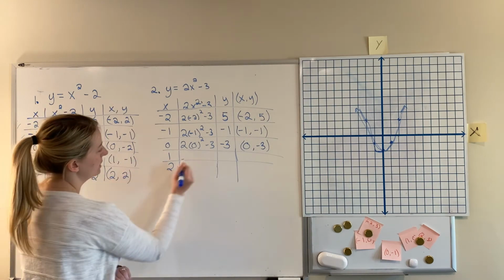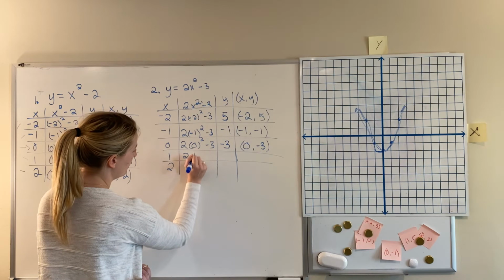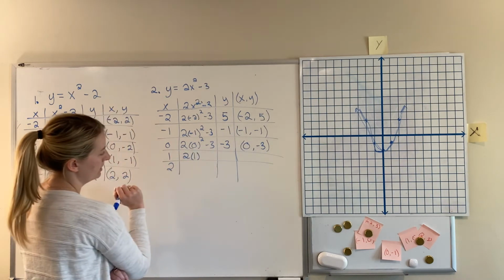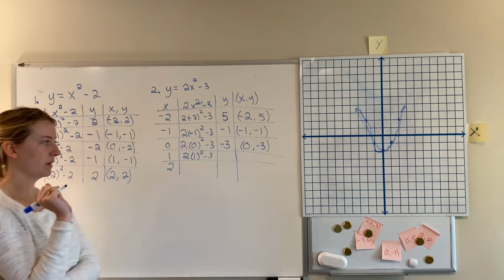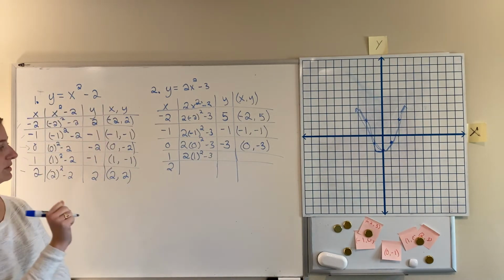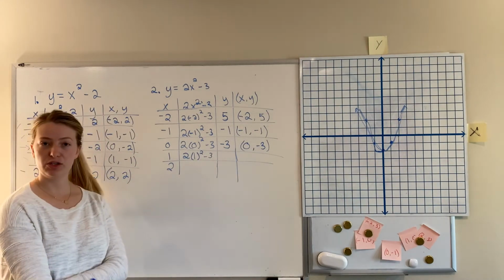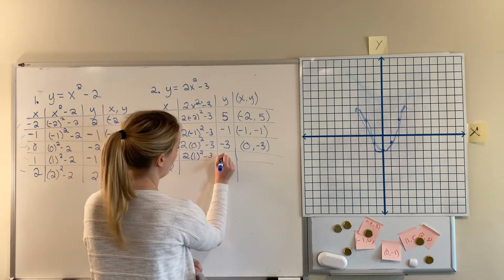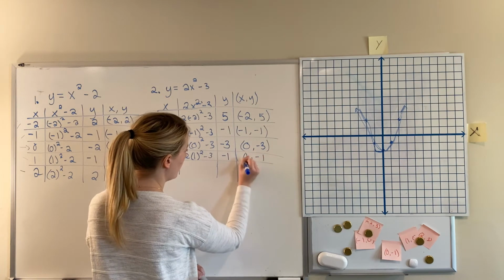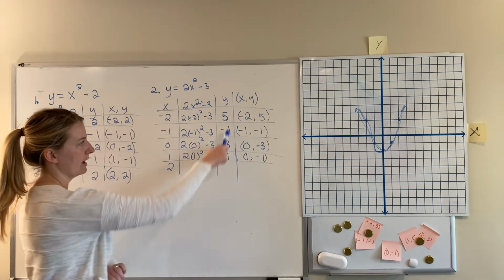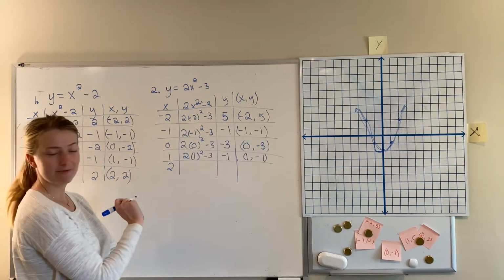Next one, 2 times 1 squared minus 3. 1 squared is just 1. 1 times 2 is 2. 2 minus 3 is negative 1. So 1, comma, negative 1. And then last one, I'm going to anticipate my answer to be 5 because first and last match.